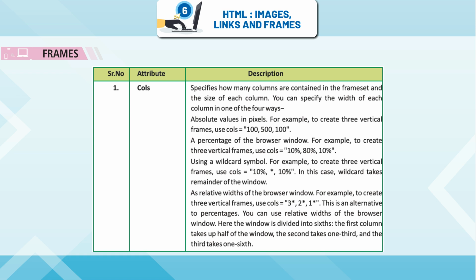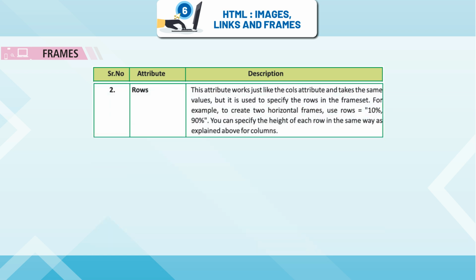For example, to create 3 vertical frames, use columns equals 3*, 2*, 1*. This is an alternative to percentages. You can use relative widths of the browser window. Here the window is divided into 6. The first column takes up half of the window, the second takes 1/3, and the third takes 1/6.